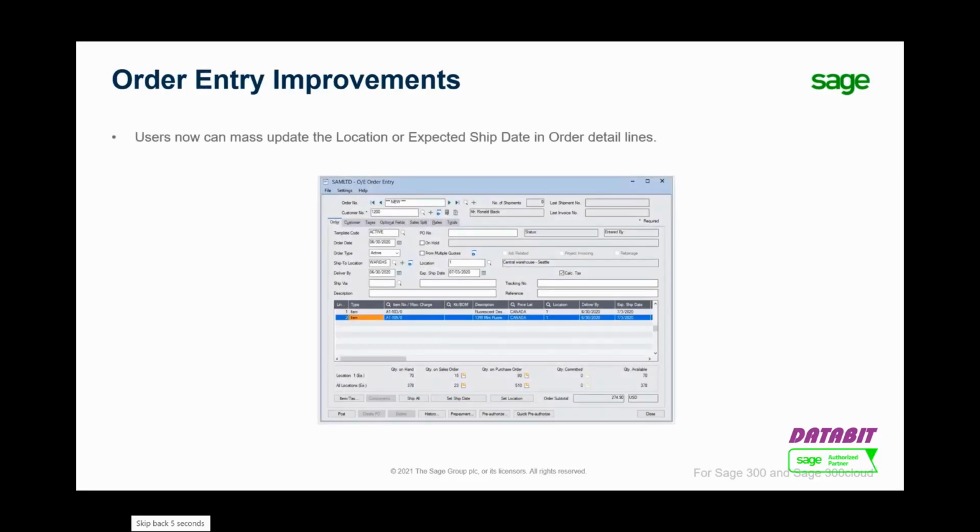Through the order entry improvements, users can now set the expected ship date and location for all details on an order. More information on this new feature is available in the Order Entry Improvements in Sage 300 2022.0 video.